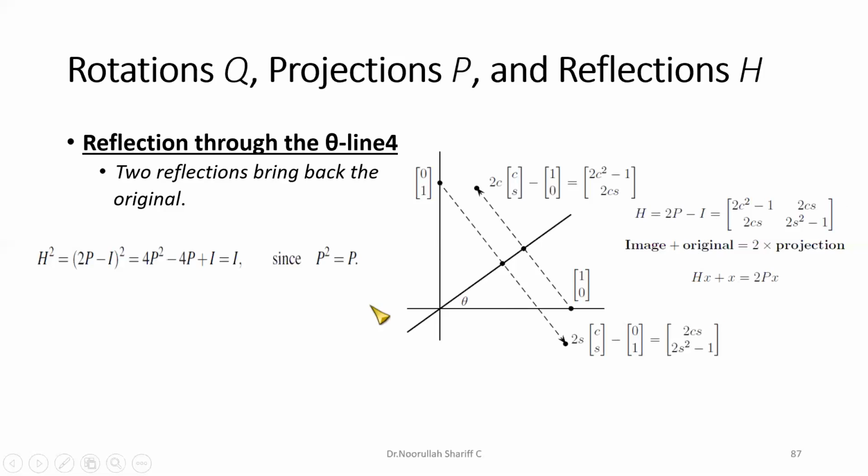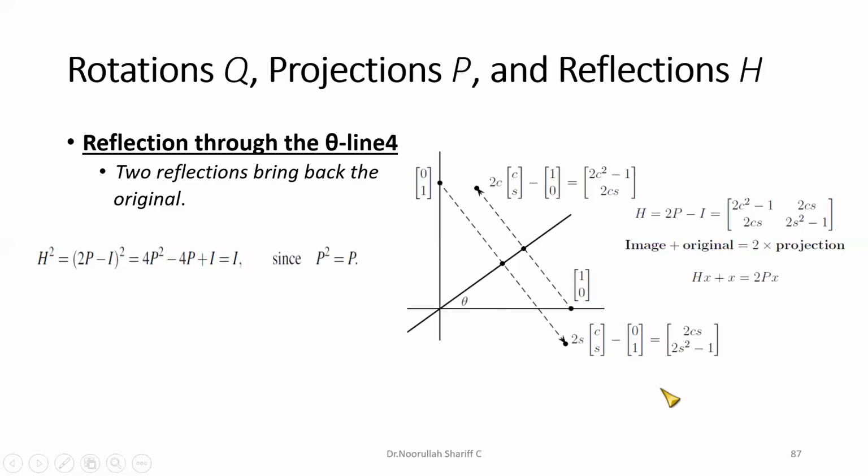That's what is being mentioned over here. If you square this reflection, we get (2P minus I) whole square equal to 4P square minus 4P plus I, and P square is nothing but P itself. So 4P minus 4P will cancel each other and we get 0 here, and 0 added to I will give you the identity matrix itself. So H square will give you I.